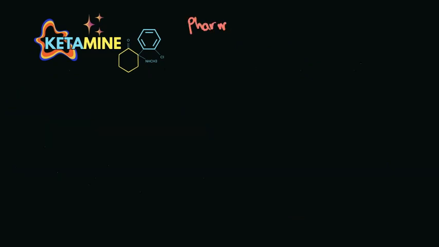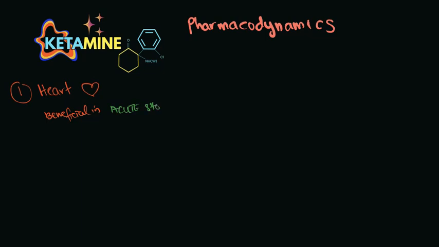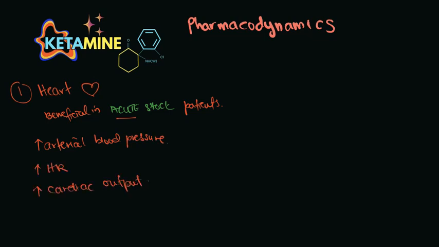Okay then, now let's talk about ketamine's pharmacodynamics. Number one, what does it do to the heart? This is very, very important. It's the cardiovascular system's effect. Ketamine is preferred and popular in its use in acute shock patients. Why? Because it increases arterial blood pressure, it increases heart rate, and increases cardiac output. And notice the emphasis on acute shock patients. This does not apply to a severe late-stage shock.